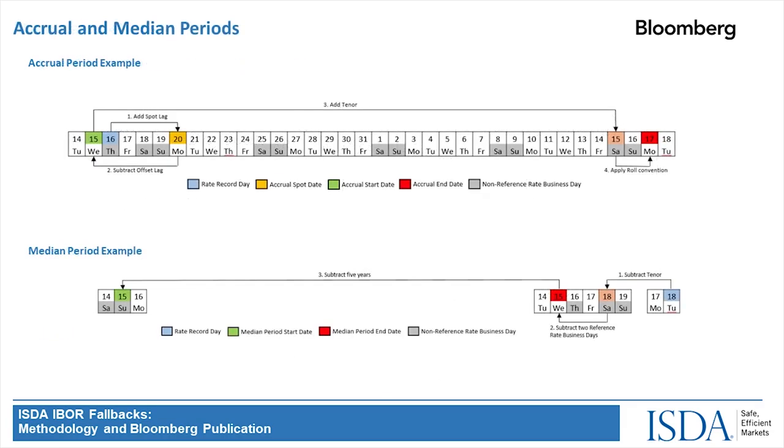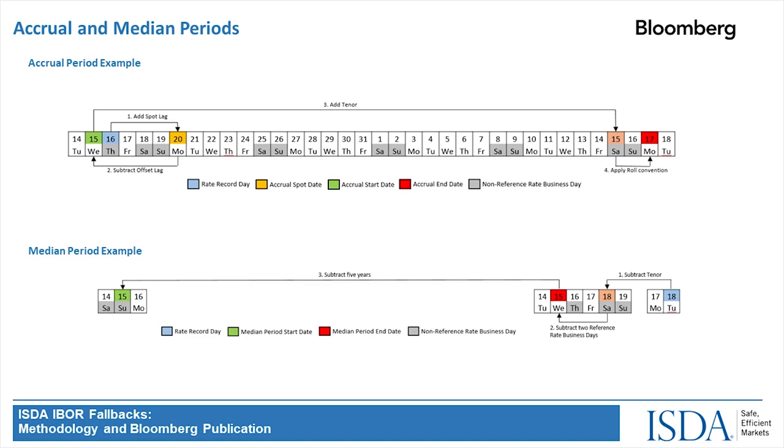The accrual period is that period which the risk-free reference rate is compounded over. The example here is for a 1-month tenor, and I've arranged the holidays and weekends so as to highlight how these interact with the determination of the start and end dates. To determine the accrual start date, we first add the spot lag. This depends on the parameters of the IBOR and the tenor, and here I've used a spot lag of 2 reference rate business days. We then subtract the offset lag, which is always 2 reference rate business days.